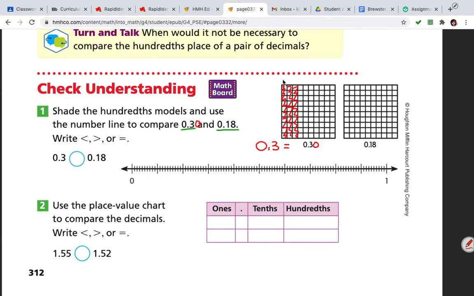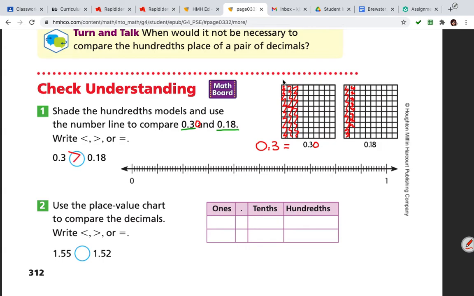Alright, the next one is 18 hundredths. So I'm going to shade 1 tenth and 8 hundredths. 1, 2, 3, 4, 5, 6, 7, 8. So that would be 18 hundredths. So we have 3 tenths is greater than 18 hundredths.